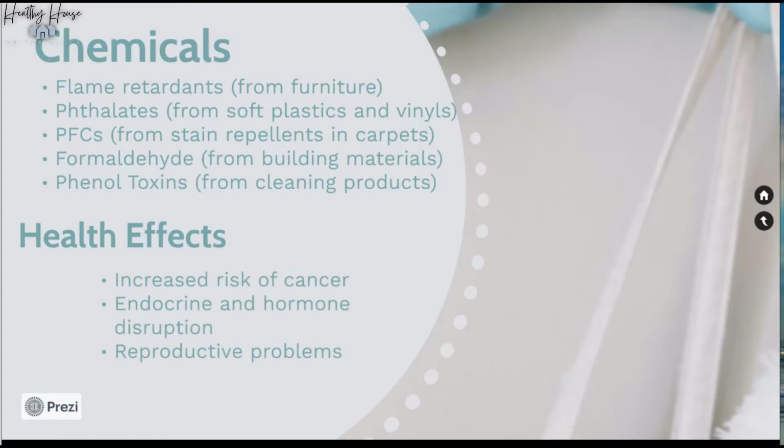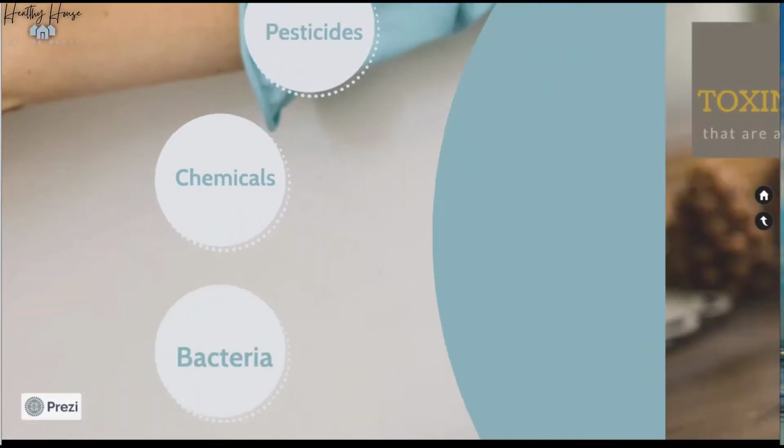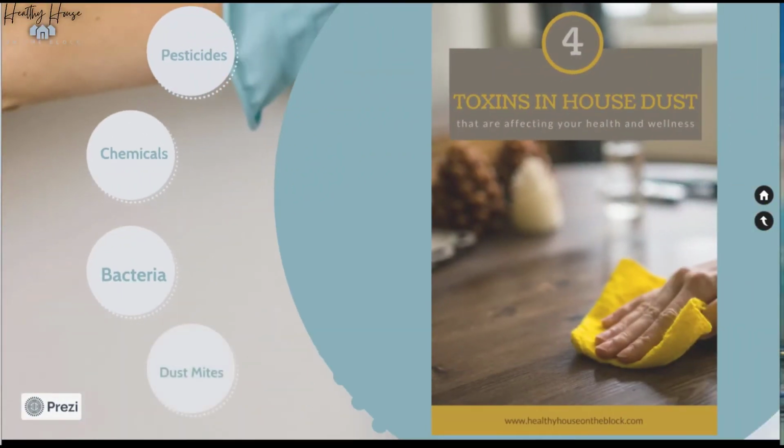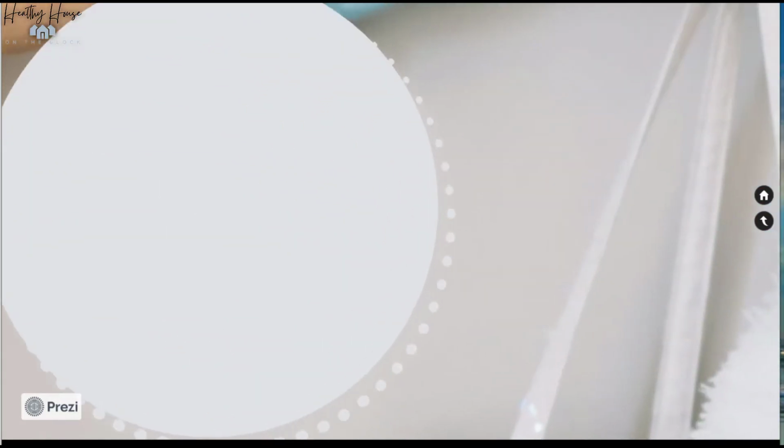Kids ingest them, and the chemicals that we're talking about have been linked to increased cancer risk, endocrine and hormone disruption, creating reproductive problems in a variety of individuals. So we really want to be careful about what chemicals we bring into our house, because it does end up in our dust. And finally, dust mites.